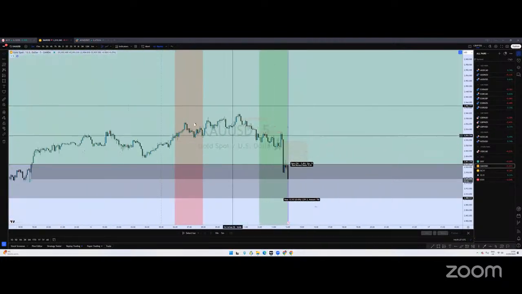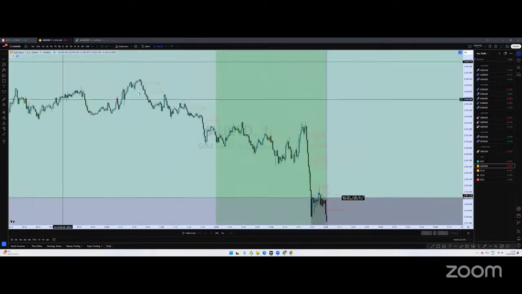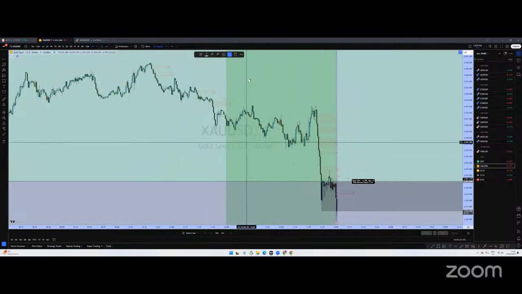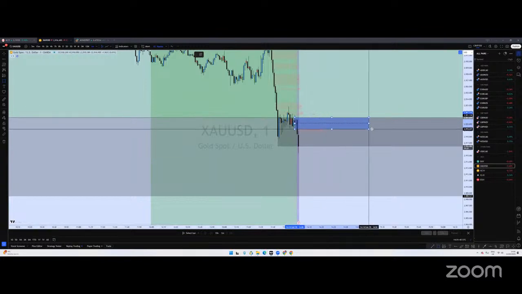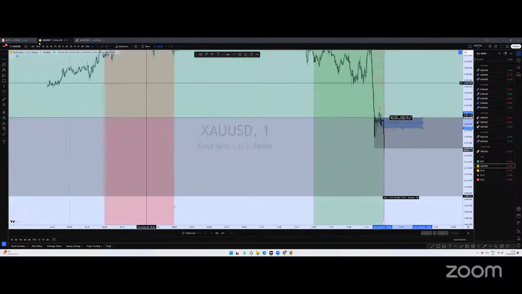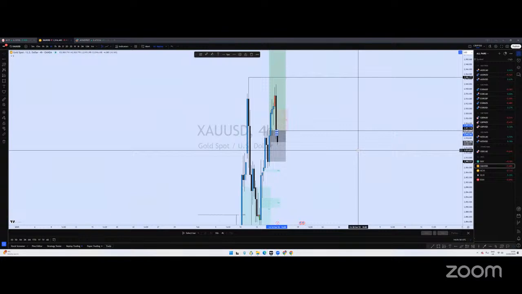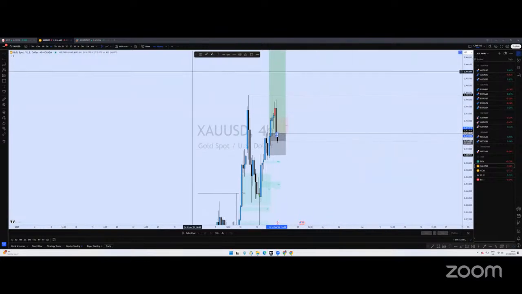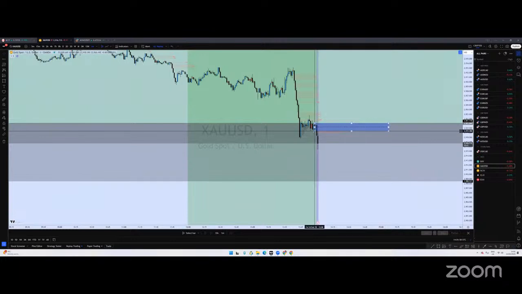Okay, so on the 1 minute, let's see if I've locked it. Let's see if they can give us rejection. Go back and check I'm using the right level. Yep. So watching this 1 minute candle.